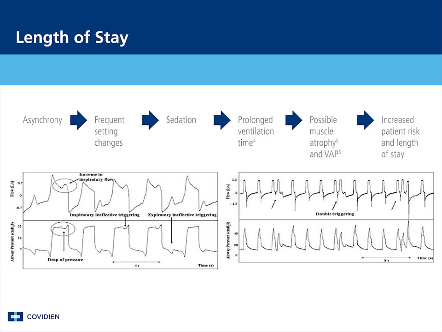Ventilator asynchrony is manifested in several forms. Asynchrony is commonly the result of missed efforts, double triggering, and auto triggering. The left graphic shows multiple missed efforts in the pressure support mode. The right graphic shows an asynchronous pattern called double triggering in the assist control mode.